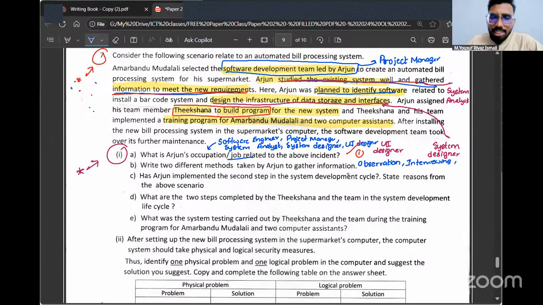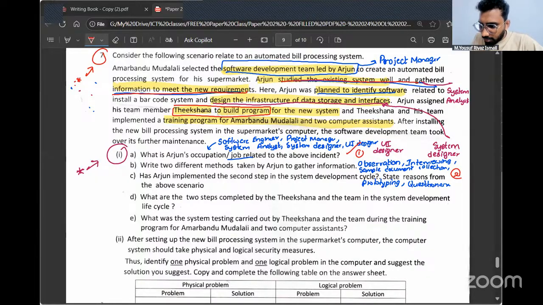But apart from this, if you mention any other answers, like sample document collection, or prototyping, or questionnaires, any of these five, anything you mention is correct. But I would recommend observation and interviewing, though any other answer is also correct. Out of these five, you wrote two, put 1 mark each, total 2 marks there. If there are any other questions, drop them in the chat.